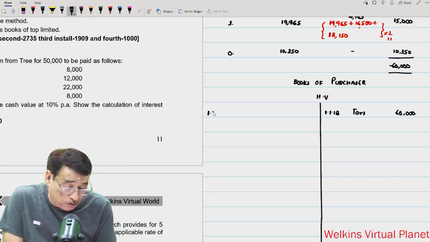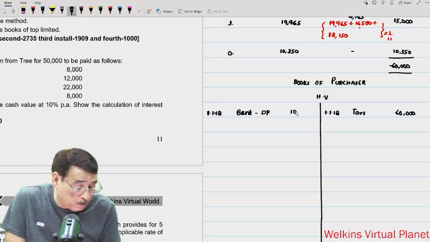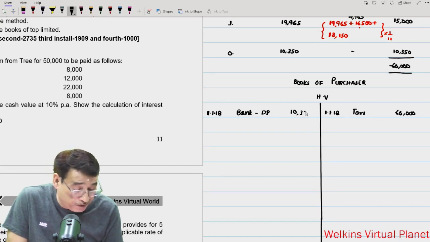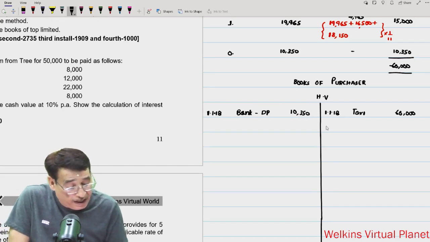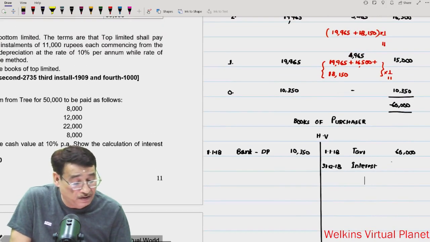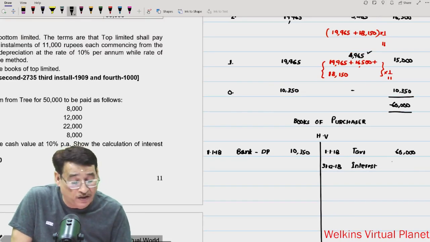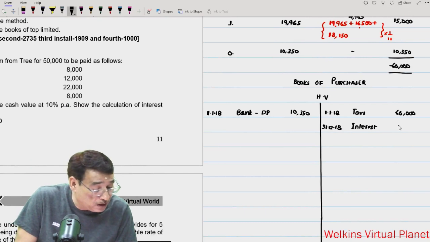Then on 1/1/2018, you are going to make the down payment, that is to bank. And the down payment which you just computed, 10,350. Then we will reach the end of the first year, 31/12/2018. In the first year, we will make the interest due. Now you have to be careful in this particular case. Your interest in the first year is 4965.